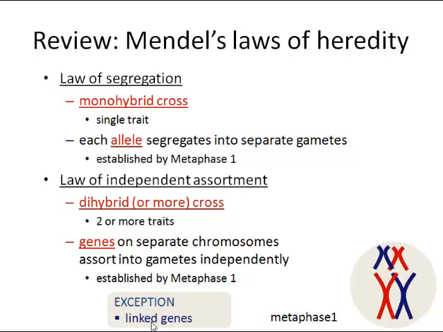There are exceptions if you have linked genes, but we're going to talk about those later. So there are certain genes that are so closely related that they always stick together. But you're not going to learn about that until a little bit later.